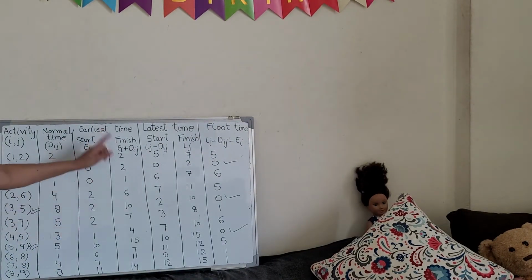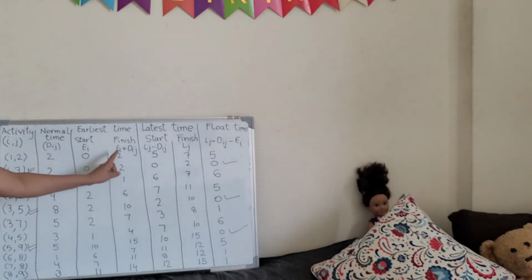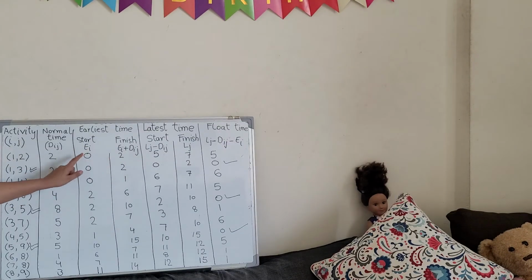Got it? So now finish. Finish means Ei plus Dij. We will add the duration. 0 plus 2, 2. 0 plus 2, 2. 1 plus 0, 1. So we just added these two columns. So in this way we calculated earliest time.